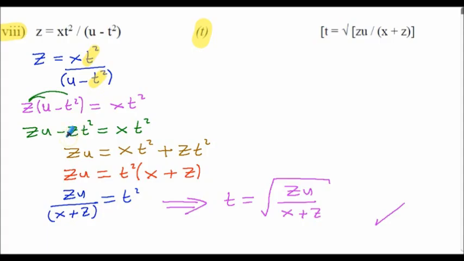Next line, I've added zt squared to both sides of the equation shown here. Then I've factorised on t squared, and I've divided by the bracket x plus z to leave t squared as a subject, and then square rooting both sides allows me to find t as a subject. That's an outline of the solution for question 8, which is slightly complicated because the t term occurs in 2 positions within the formula.